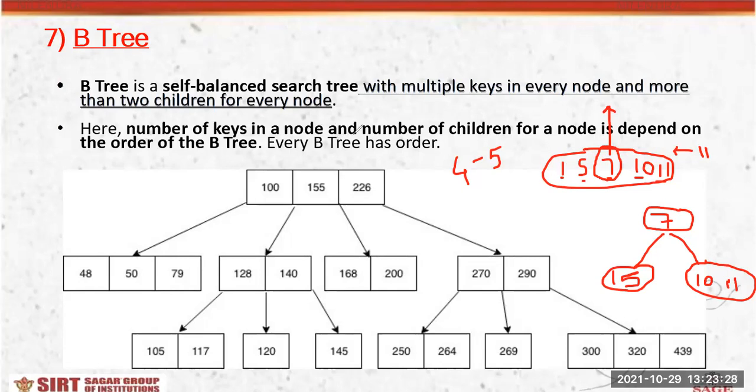So the number of keys in each node and the number of children for a node is dependent on the order of the B tree. So what will be the order? That number of keys will be there.